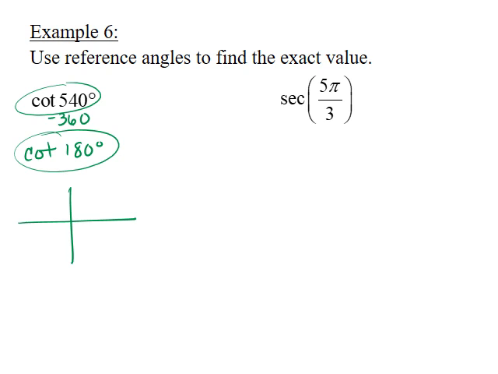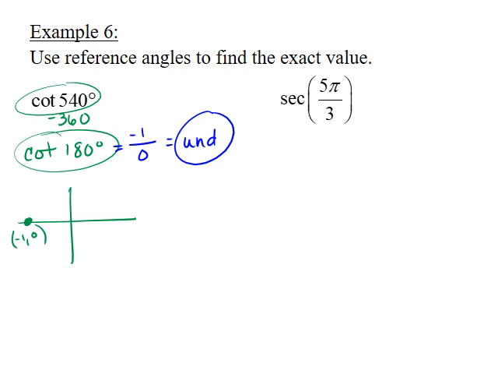So 180 degrees is right here. And I know this ordered pair is -1, 0. So I can find the cotangent of that. Cotangent, remember, is cosine over sine. In this case, this value is undefined.